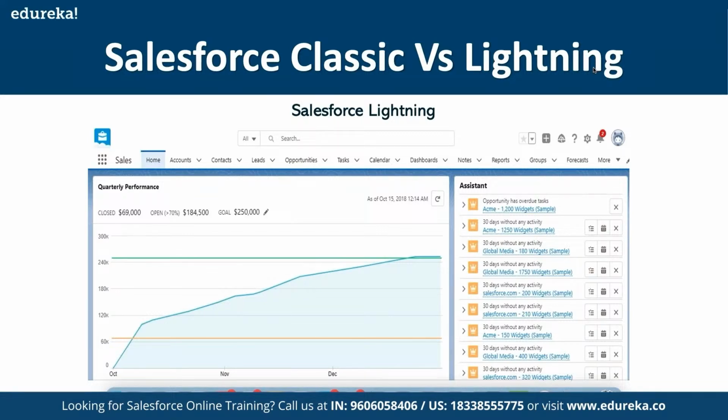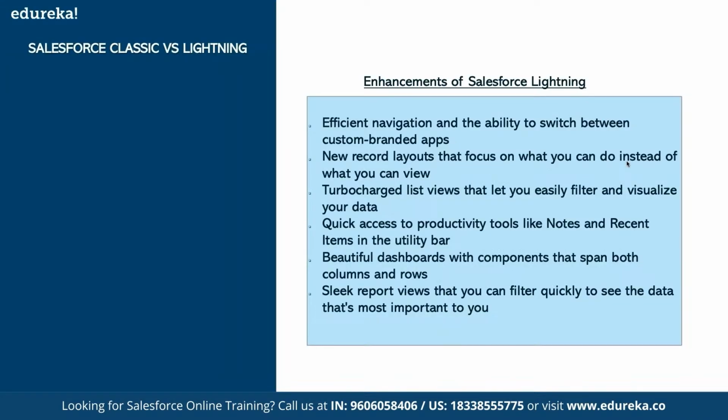So there are multiple features that are added here in the Lightning edition. Here we have efficient navigation and the ability to switch between different custom apps they have been given. And again, here we have new record layouts that focus on what exactly we can do instead of what we can view. And then here we have turbocharged list views that can easily be filtered and visualized. And then we have the quick access to all the tools, like notes and recent items in the utility bar. And here we can design beautiful dashboards with components that span both columns and rows. And here we have sleek report views that we can filter quickly to see the data that's most important to us.